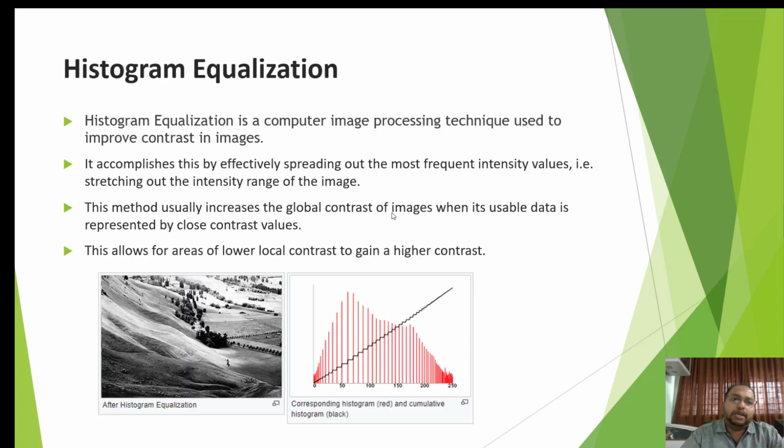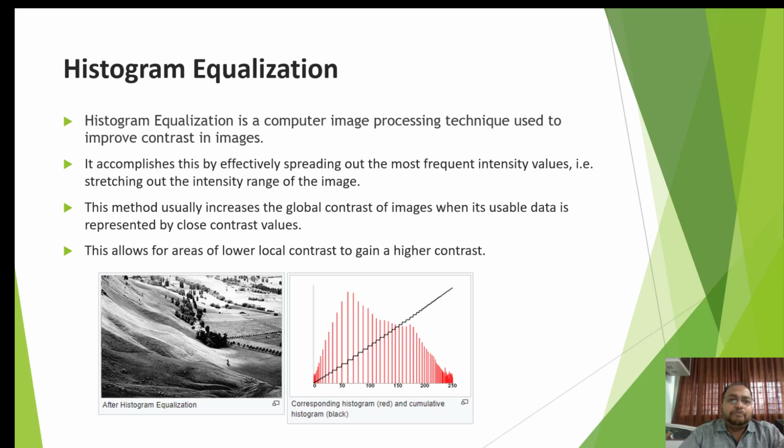Let us check out the exact meaning of histogram equalization. Histogram equalization is a computer image processing technique used to improve the contrast in images. How we are going to improve the contrast of your image, we are going to see by means of a program also. We are going to perform this experiment on Octave, and check how we can improve the contrast levels by going through this histogram equalization.